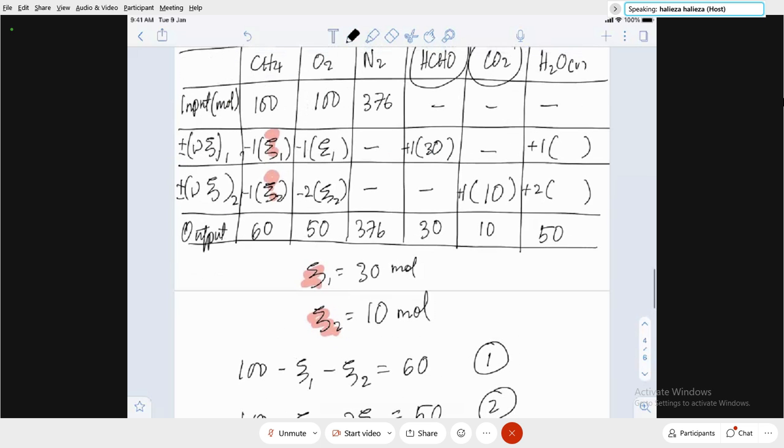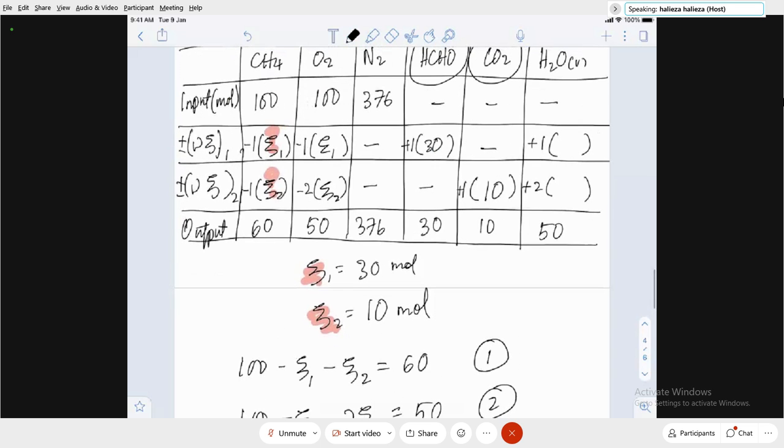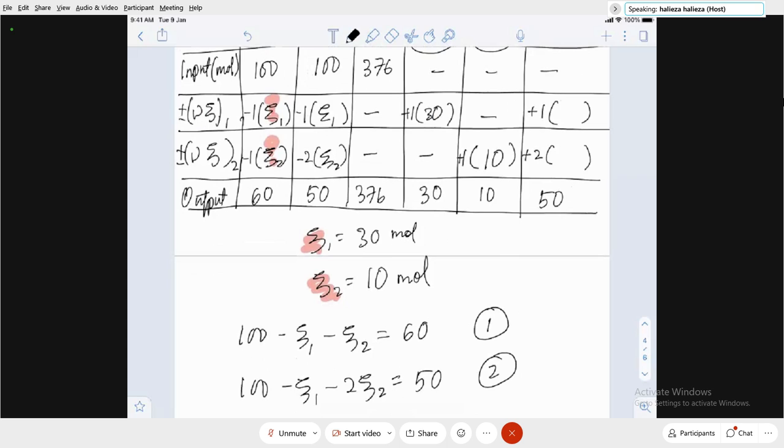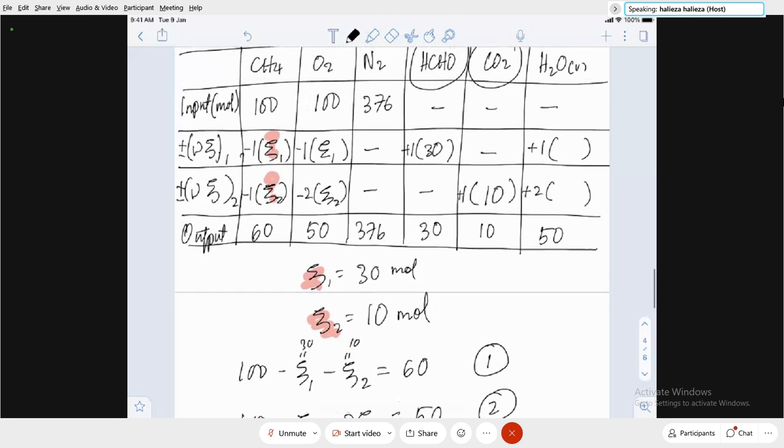100 minus, can it be 60? 100 minus 30 should be 70, isn't it? If this is 30, this is 10, it should be 70, isn't it? Why is it 60? Why then?